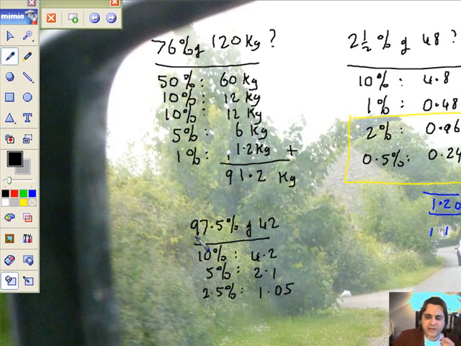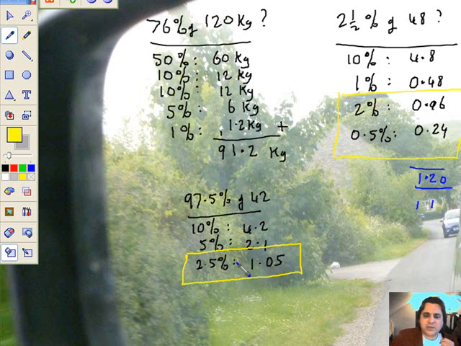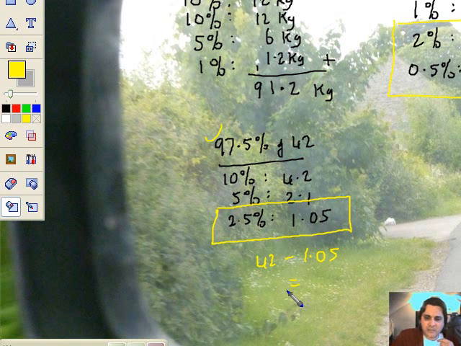Now I want 97.5%. In other words, if I take this 1.05, just highlight it, if I take this 1.05 away from 42, I've actually got 100% minus 2.5%, leaving me with 97.5%. So here I go. I'm going to go 42, take away 1.05. I think I can do that in my brain. That's going to be 40.95. Quick check. 1 onto that gives me 41.95 and 0.05 pushes up to 42. Yep, totally happy with that. That's correct.